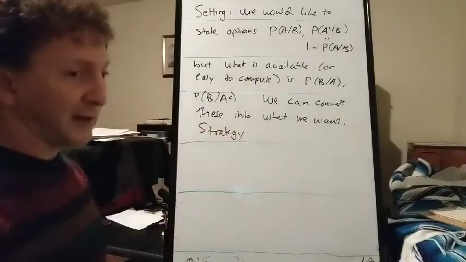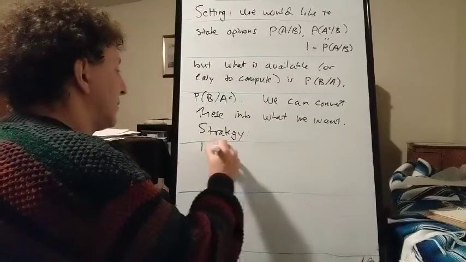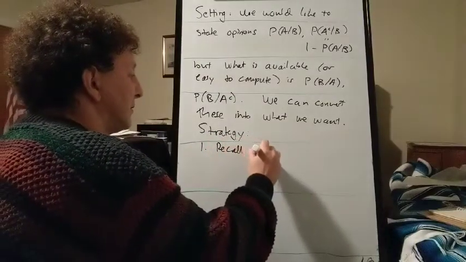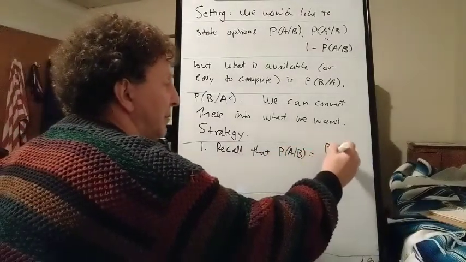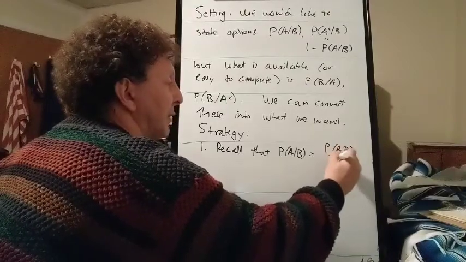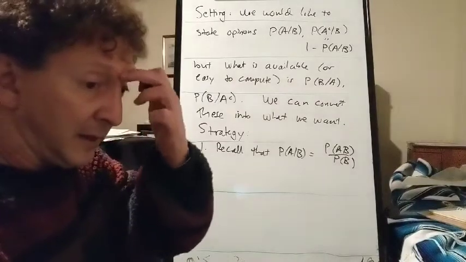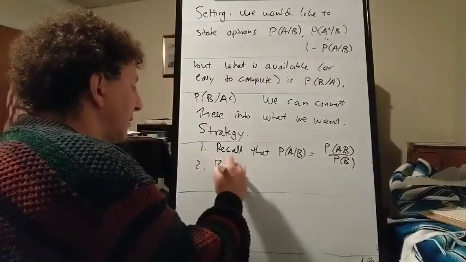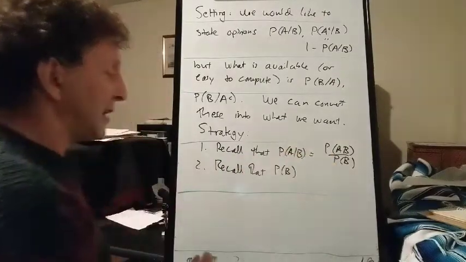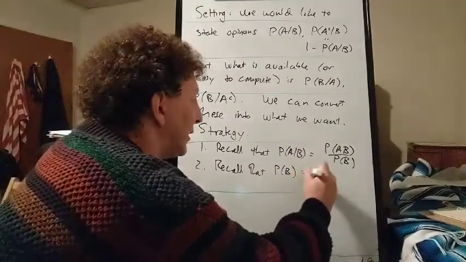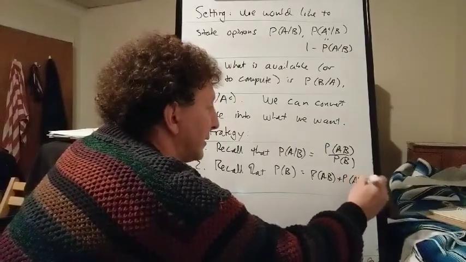So the strategy for putting these together into the right formula is, first of all, recall that the probability of A given B, which is what we want, is the probability of A and B over probability of B. So we'll use that. Second, recall that the probability of B, which is there in the denominator, can be written as probability of A and B plus probability of A complement and B.